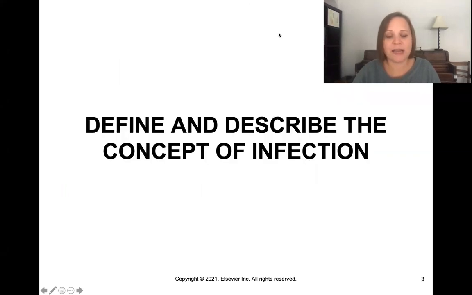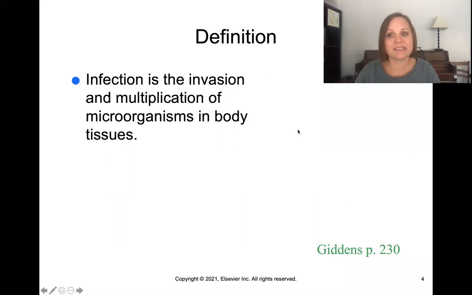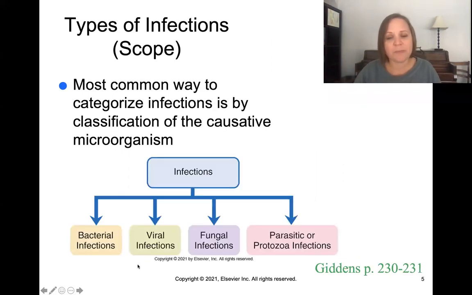We're going to go ahead and start by defining and describing the concept of infection. So infection is considered an invasion and multiplication of microorganisms in the body tissue itself. So something that doesn't belong, especially not in that quantity, that's in our body and is now having an effect on us. Now, remember from boot camp, we talked about different types of infection, and we can categorize infections by causative microorganisms, specifically bacterial infections, viral infections, fungal infections, and parasitic infections. Most commonly, however, we're going to be seeing bacterial and viral infections.